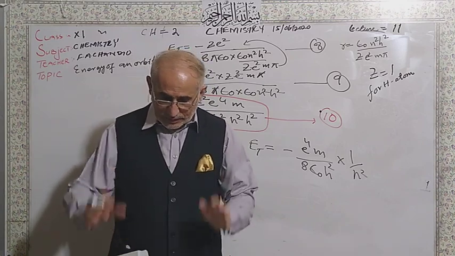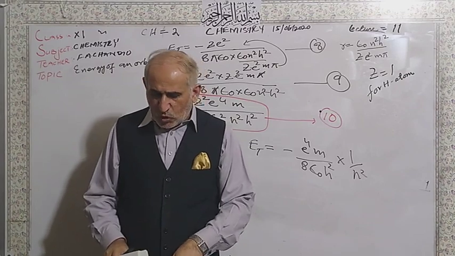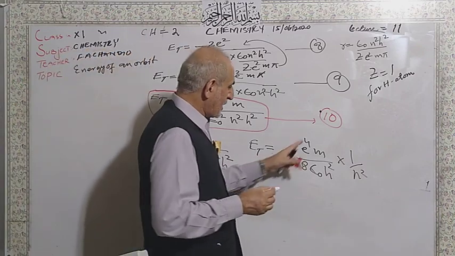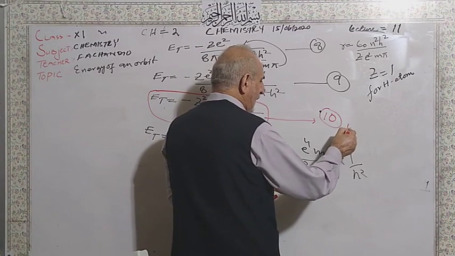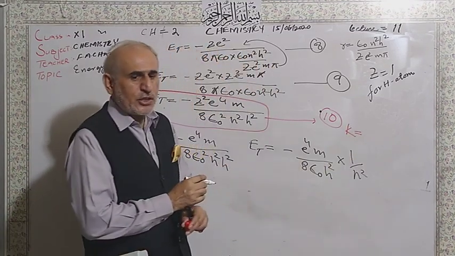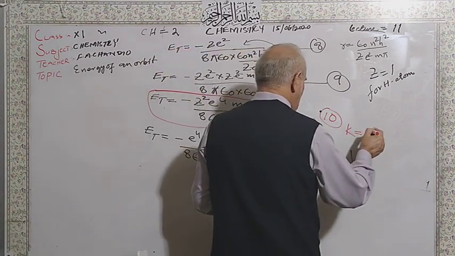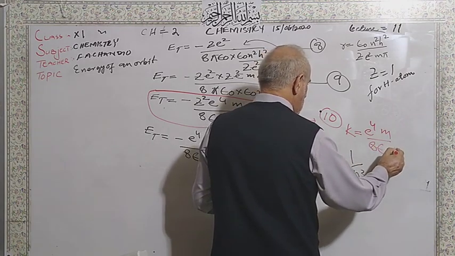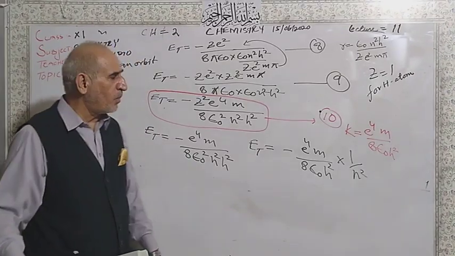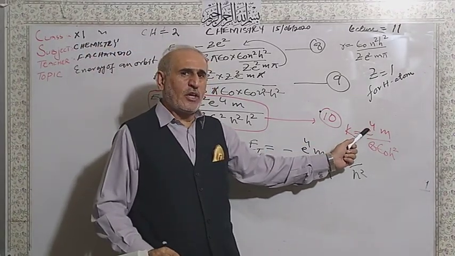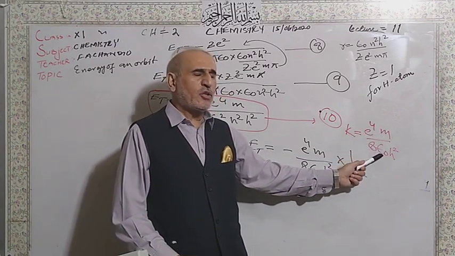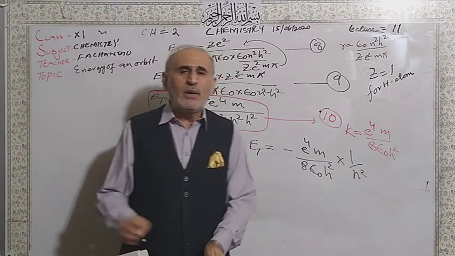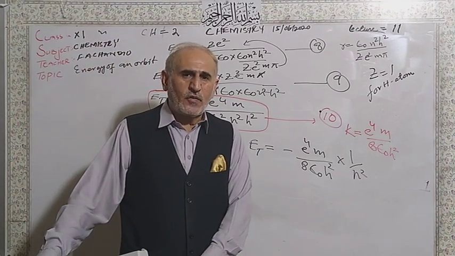So dear students, in your book, example number 2.4, these constants are denoted by capital K, which means e to the fourth m divided by 8 epsilon naught squared h squared. These are the constants. If you put in the value of the charge, the mass, epsilon naught, and Planck's constant, which are all given in your book, you will be able to calculate the total energy of the electron.